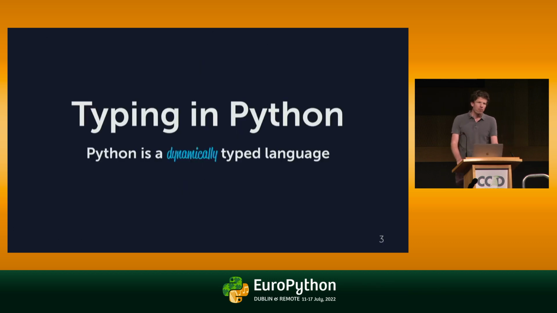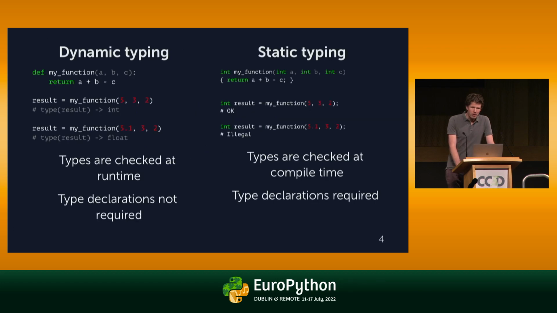So let's first talk about typing in Python. Python is a dynamically typed language. You might know that. So what does that mean? Let's have a look at what dynamic typing versus static typing is.